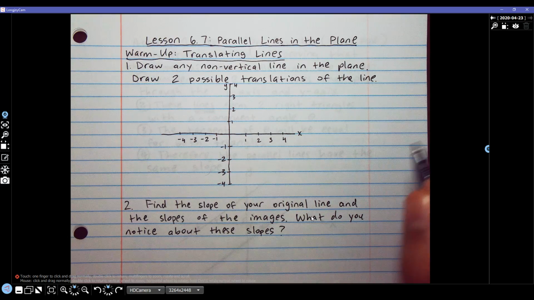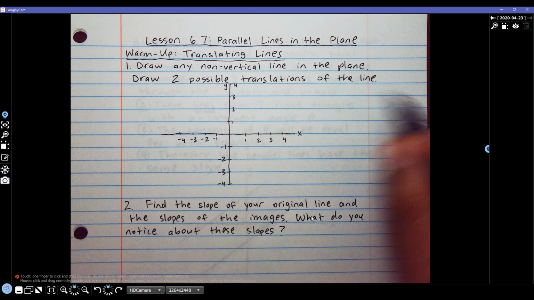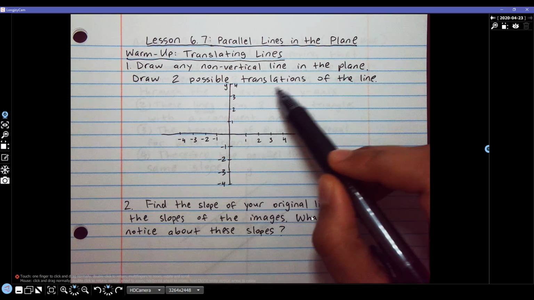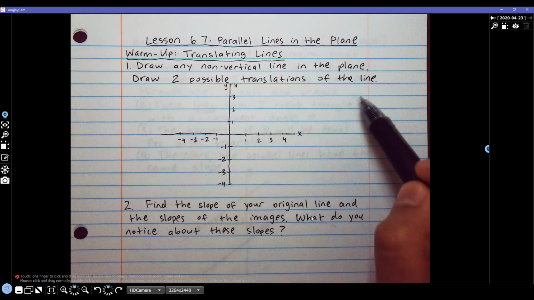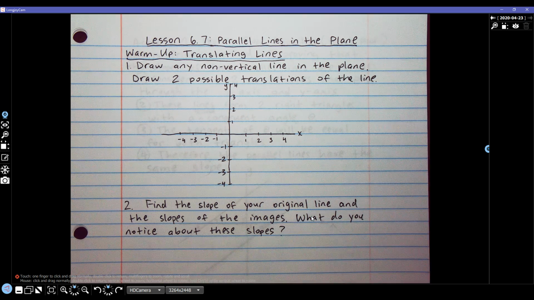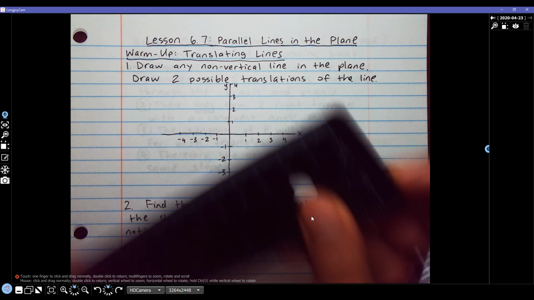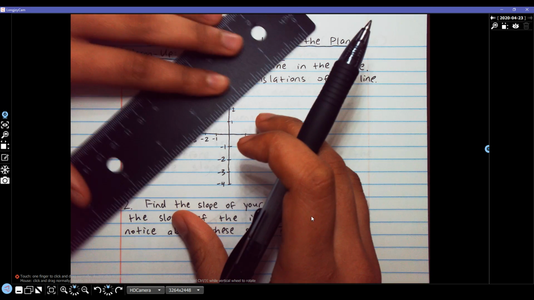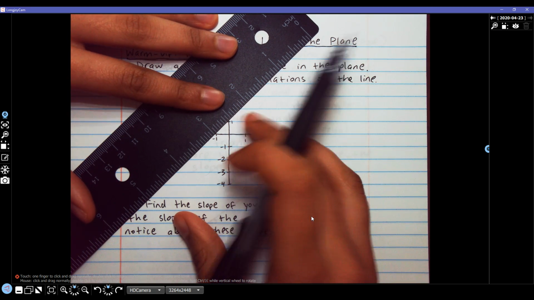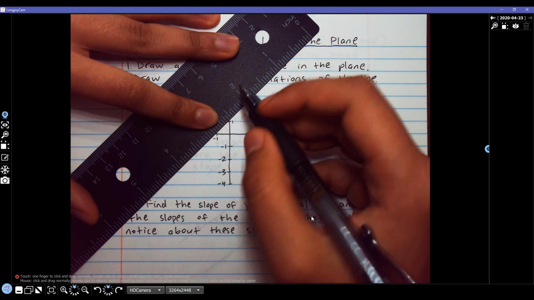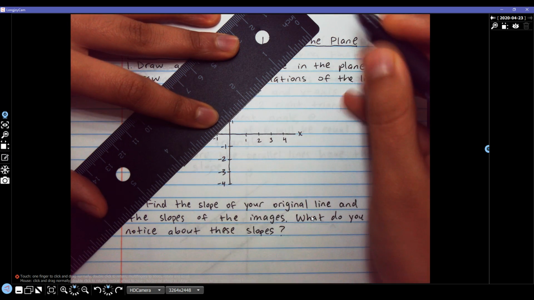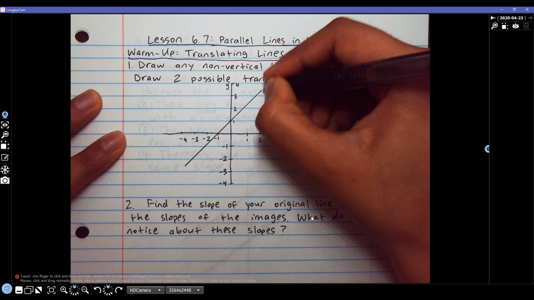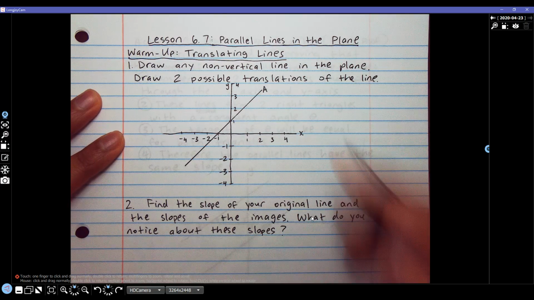For the warm-up, let's look at question 1 first. Draw any non-vertical line in the plane and then draw two possible translations of the line. So non-vertical line is pretty open-ended. It could be horizontal, it could be diagonal. So I'm just going to start off with a diagonal line that goes through point (0, 1) and then (-1, 0). And let's call this line A. So that's the first part, so we're done with that.